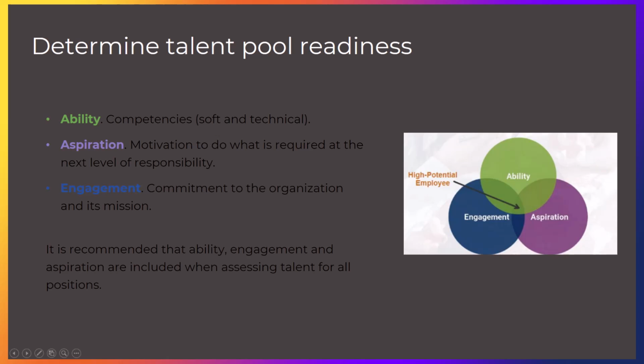And you can see here just how they break down these bubbles. So ability is your competencies, soft and technical. Your aspiration is your motivation to do what is required at the next level of responsibility. And then engagement is the commitment to the organization and its mission. So you have all of those things coming together, and then those people are going to be right in that middle there where everything connects. And it's recommended that ability, engagement, and aspiration are included when assessing talent for all positions.